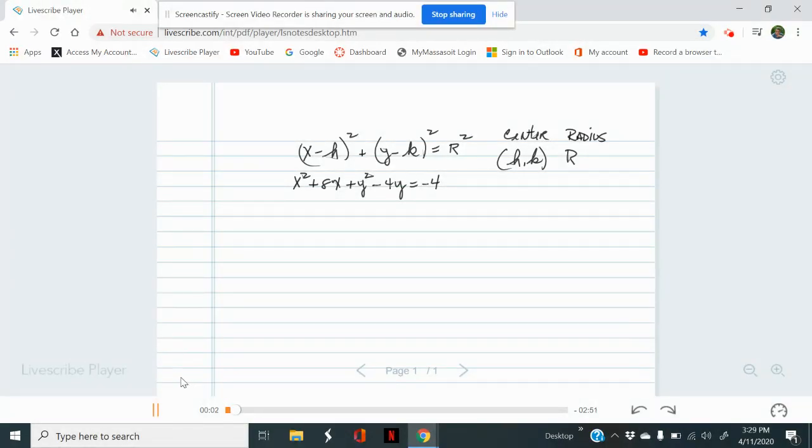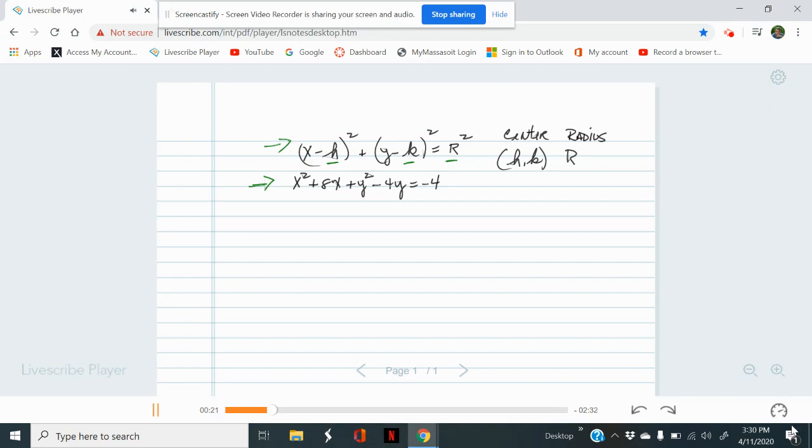Here's example 2, using completing the square to find the center and radius of a circle. Here's our general equation of a circle, where I can just look at that. That's my h, k, and then my radius is this, the square root of r squared. All right, this example here doesn't look anything like that.